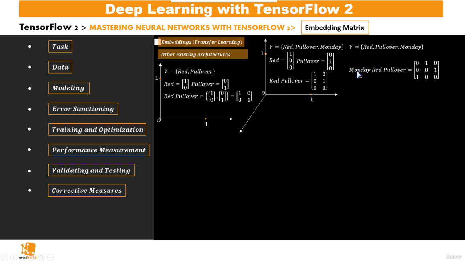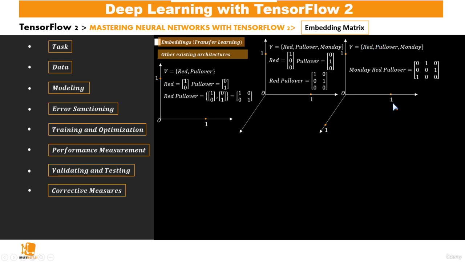Now we have the same 3 words in our vocabulary. Then we want to look at the sentence Monday read pullover in a vector space. We see that Monday becomes 0, 0, 1. Then read is 1, 0, 0, as we've seen here. Pullover is 0, 1, 0. Plotting this in our vector space, we have Monday, we have read, and then we have pullover.